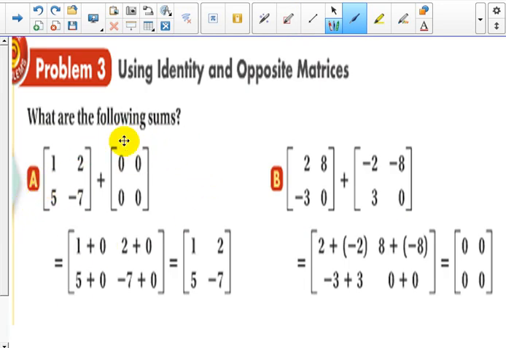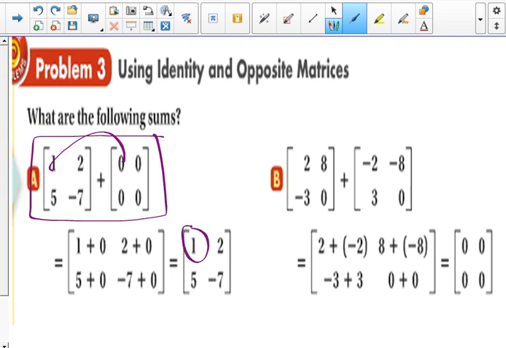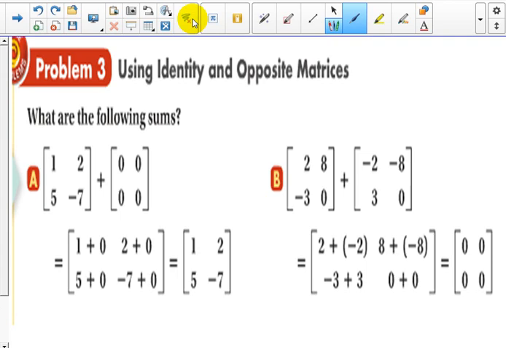So look at this first one. What are the following sums? Well, if I add a zero matrix to any matrix, my answer is just going to be the initial matrix, right? 1 plus 0 is 1. 2 plus 0 is 2. 5 plus 0 is 5. And negative 7 plus 0 is negative 7. So you end up with the same matrix when you add a zero matrix. Everybody with me there? Any questions on that?